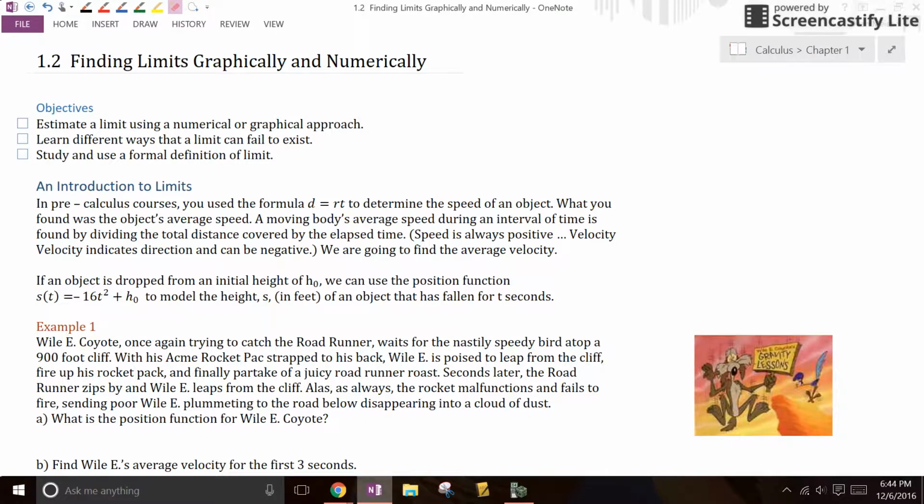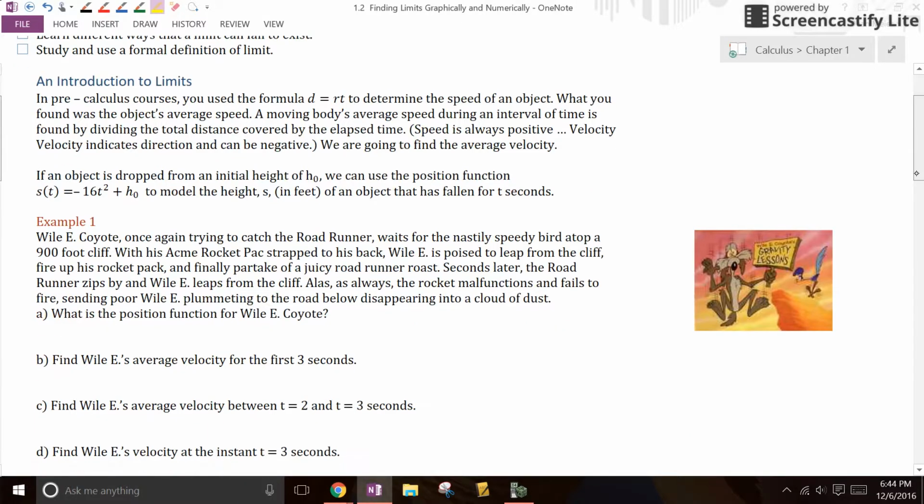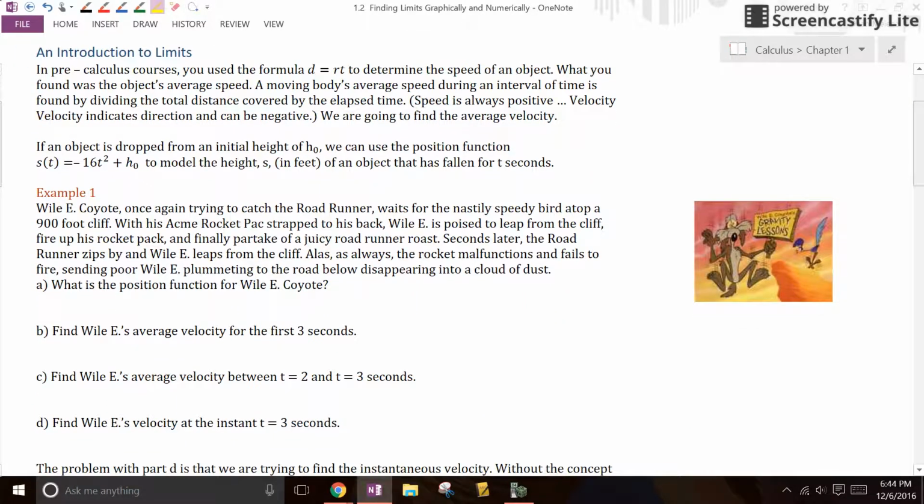So what we're going to do on this problem, I kind of want to start it off, just get you going, is remind you a little bit about pre-calc and how you solve problems, right? So I got a little intro to limits here, which has to do with Wile E. Coyote, right? Wile E. Coyote's on a cliff, something bad happens, boom, he falls down all the way to the ground into a cloud of smoke.